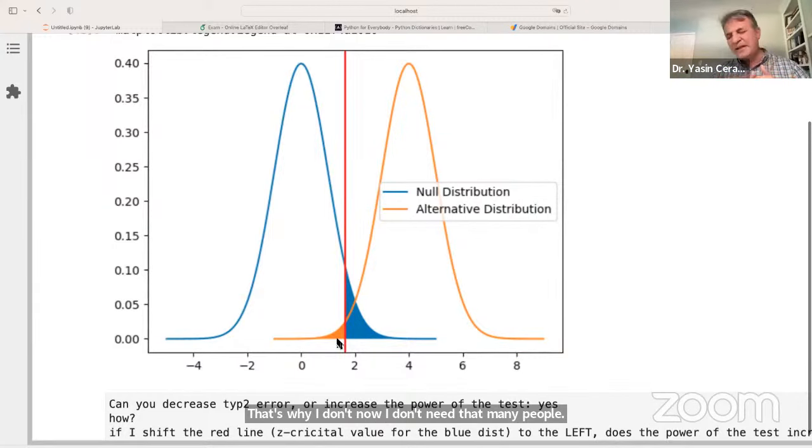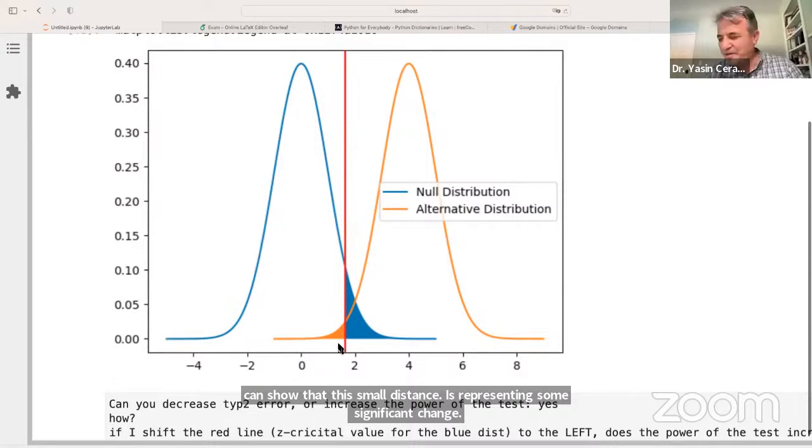For d, that's very intuitive. d is representing the distance between p0 and p alternative. It's almost like the distance between the center of this guy and the center of this guy. The smaller the distance is, again, I need more and more people to reduce my error rate. I need more and more people when the distance between the true and the null hypothesis is reduced, so that I can ensure that this small distance is representing some significant change.